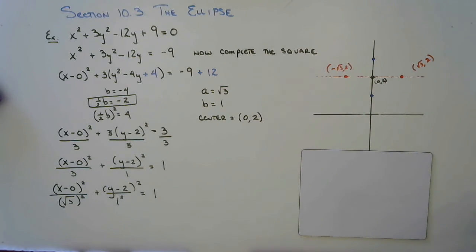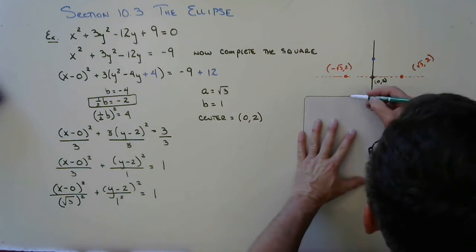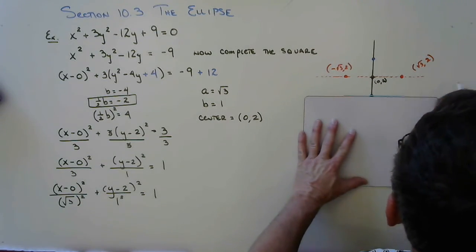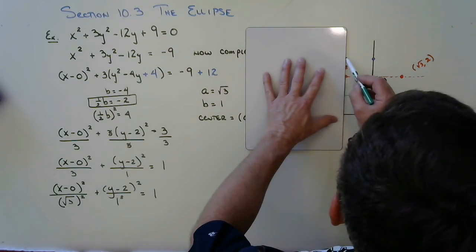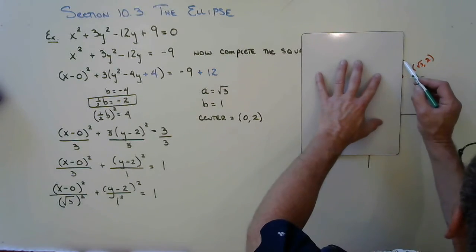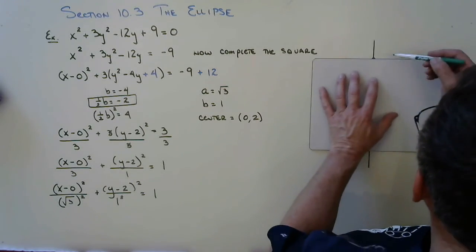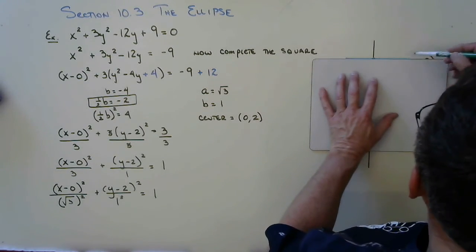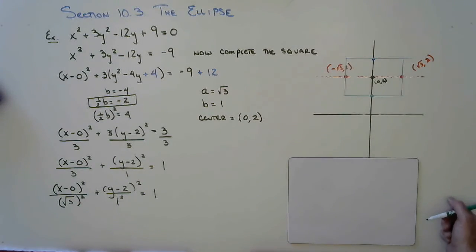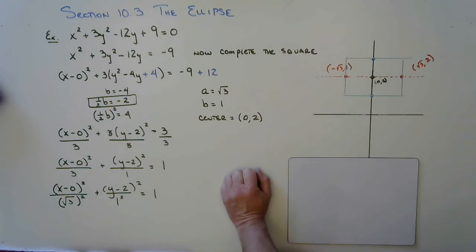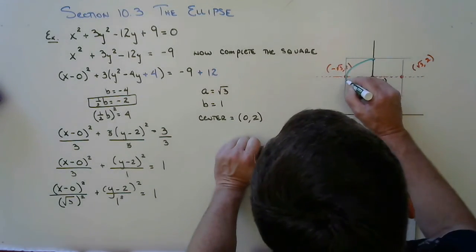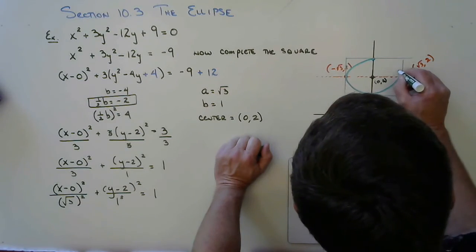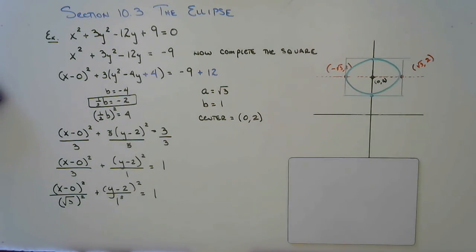Now, because we know our major axis and our minor axis, we can draw our box, right? Our box is going to go from here over to here. It's going to go from here up to here, and it's going to go across this one. This is going to be our box. And now we can draw in our ellipse. Our ellipse is going to go from here, down to here, down to here, down to here, up to here.